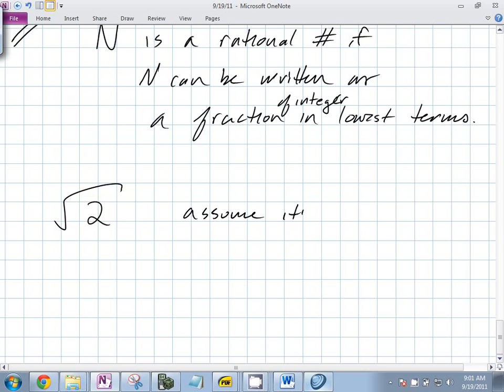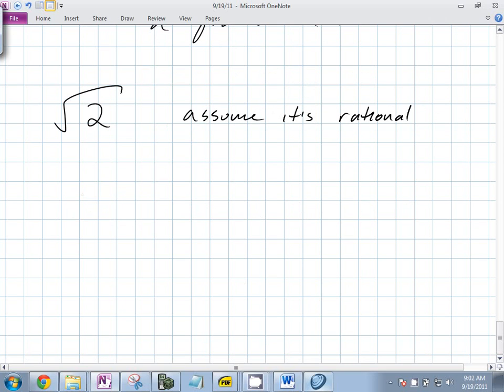it's rational. So if it's rational, what does that mean we can write it as? A fraction in lowest terms, right? We'll call it p over q. If it's in lowest terms, can you reduce that any further? No, there's nothing to cancel, so it's like 5 over 7. Can you reduce 5 over 7? No. Okay, so I'm going to multiply both sides by q.